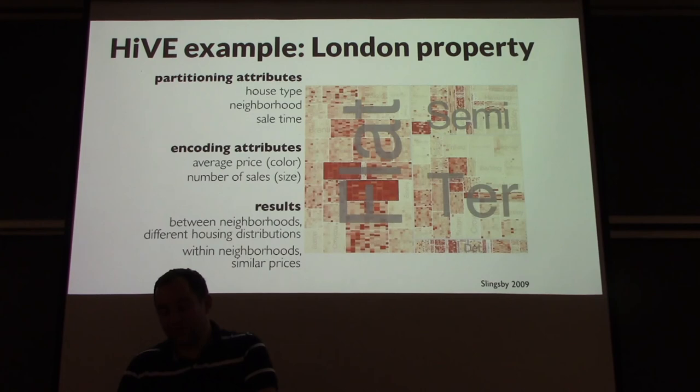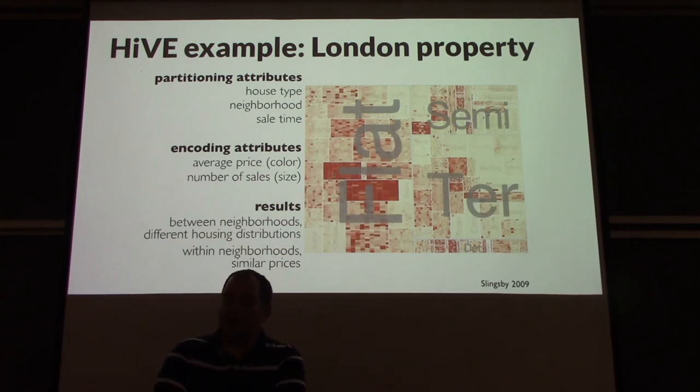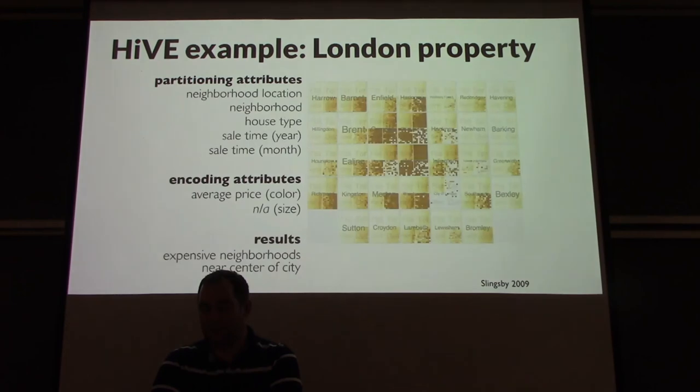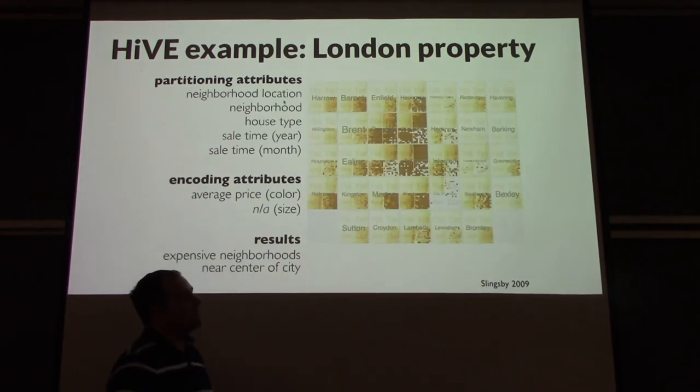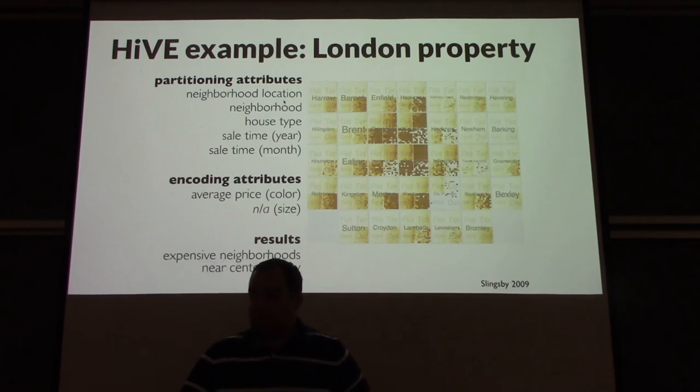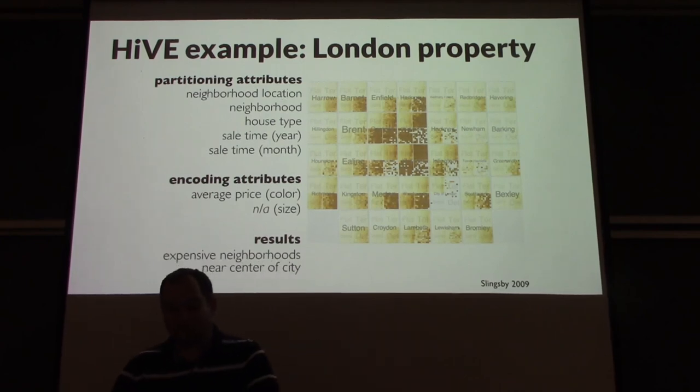We can't really compare how, in the same neighborhood, a flat compares to a terraced house, for example. That's not possible. I would have to do a different partition for that. And this tool actually can do these partitionings extremely flexibly. Here we have partitioning attributes: neighborhood location, the neighborhood, the house type, the sale time, a year, the sale time of the month. And the encoding attribute, again, average price; the size isn't used, it's just squares.